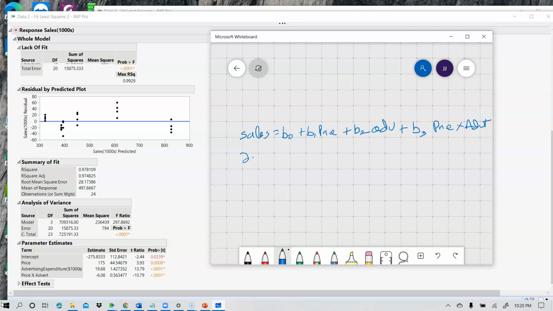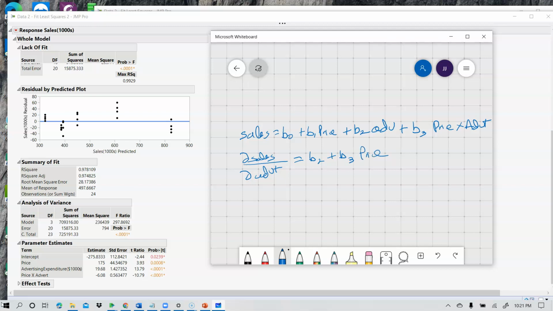So we will do del sales by del ad spending. And now notice this is a constant, so this term goes away, and this term goes away. We have our B2, plus we also have B3 times price and advertisement here. So when we differentiate partially this expression with respect to ad, we get B2 plus B3 times price.